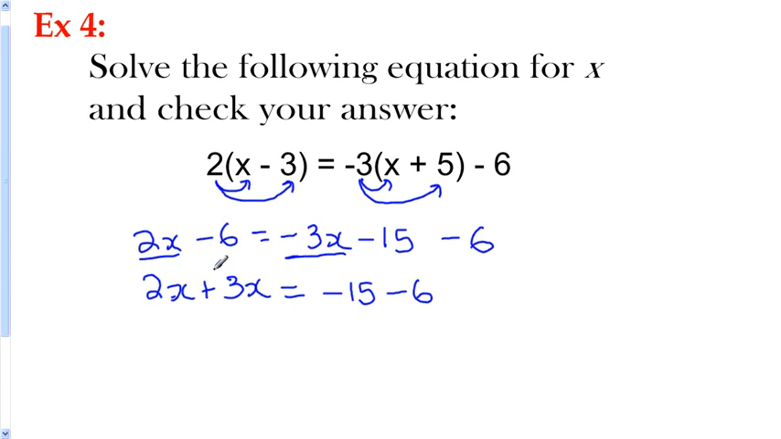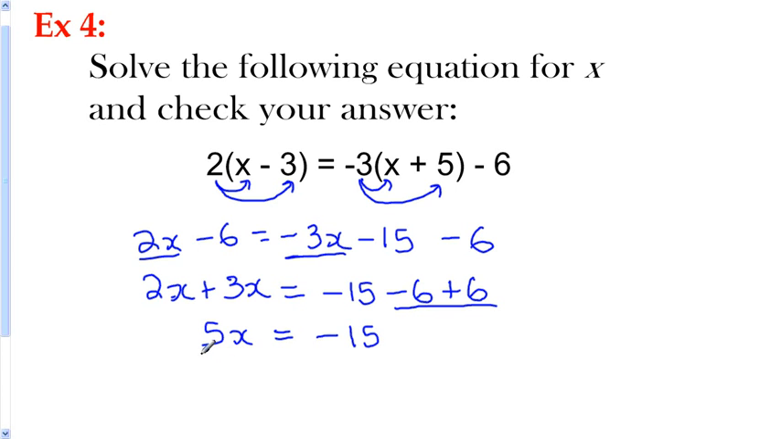But this minus 6 is moving. There's two negative 6s here. There's this one and there's this one. This one's going to jump over to the other side, so its sign has to change from a negative to a positive. Okay. And now we can simplify. So 2x plus 3x gives me 5x. And then we get negative 15. But if you look at this, negative 6 plus 6, that's going to give me 0. So this is just going to give me negative 15.